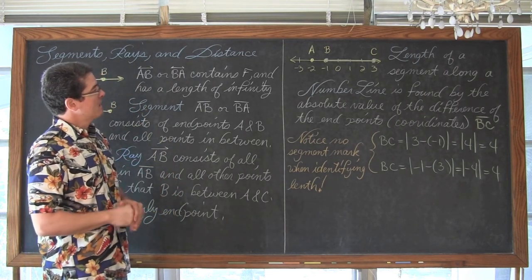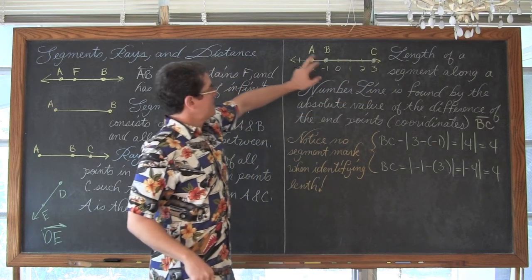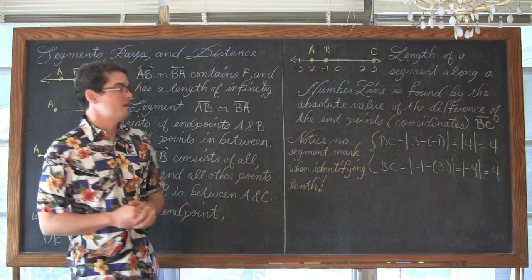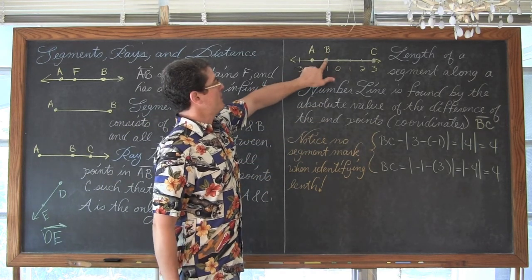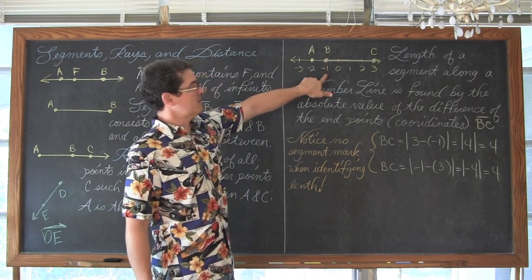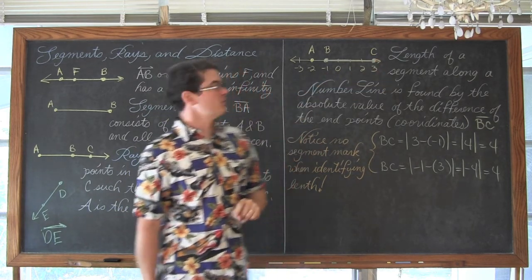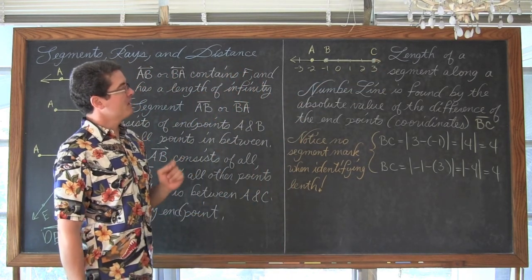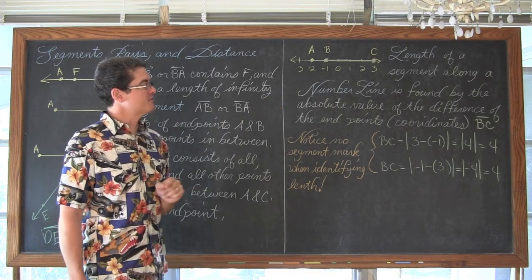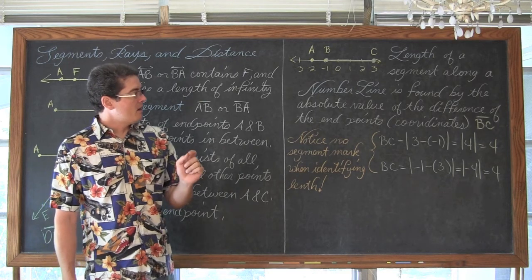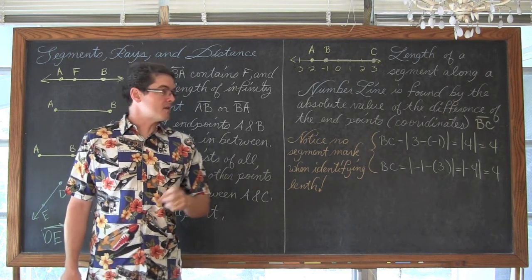So here I've drawn a number line, and I've identified three points along it. We're mostly going to be talking about point B, which is at the coordinate of -1 on the number line, and point C, which is at coordinate 3. The length of a segment along a number line is found by the absolute value of the difference of the coordinates of the endpoints.